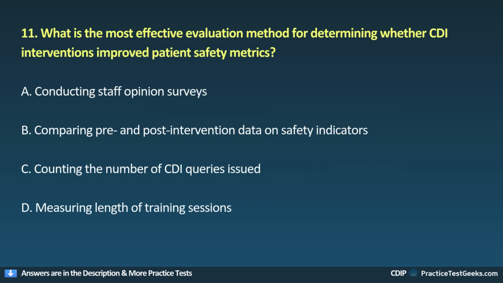11. What is the most effective evaluation method for determining whether CDI interventions improved patient safety metrics? A. Conducting staff opinion surveys. B. Comparing pre- and post-intervention data on safety indicators. C. Counting the number of CDI queries issued. D. Measuring length of training sessions.